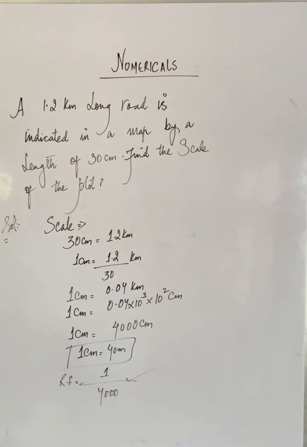Right? So this was the question, that 1.2 kilometer long road is indicated on a map by a length of 30 centimeters, and we have to find the scale, and we found the scale equivalent to 1 centimeter is equal to 40 meters, and our representative fraction is 1 by 4000. Let's solve another question.